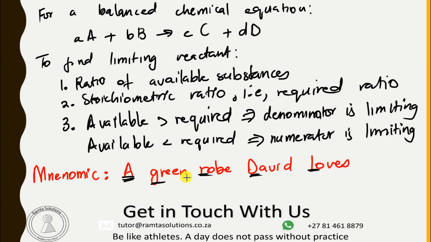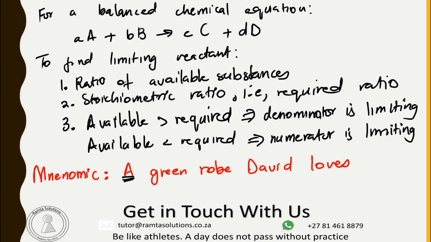What I do is I say, remember, a green robe David loves. What does it mean? When available is greater than required, denominator limiting. Okay? So what do you do? A mnemonic, something that you'll always tell yourself even in the exam. A green robe David loves. Available, greater than, required, denominator is limiting. Okay? Denominator is limiting. All right.